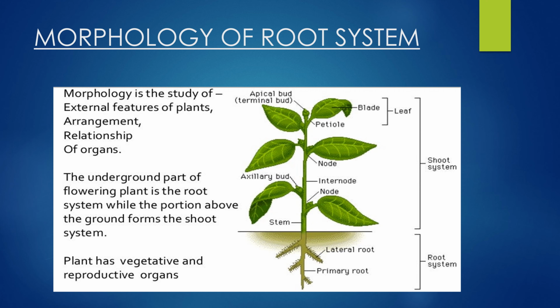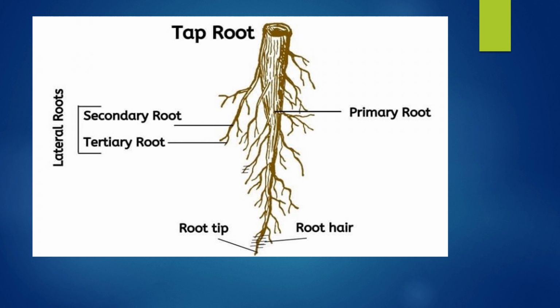Now let us study about root. If you can see in this diagram, the root has basically three parts: primary root, secondary root, and tertiary root. Secondary and tertiary roots are also known as lateral roots. And at the base of the root you can see fine hair-like structures which are known as root hair, and the tip of the root is called the root tip. Plants absorb water and minerals from the soil. They do this with the help of root hair present on the root.